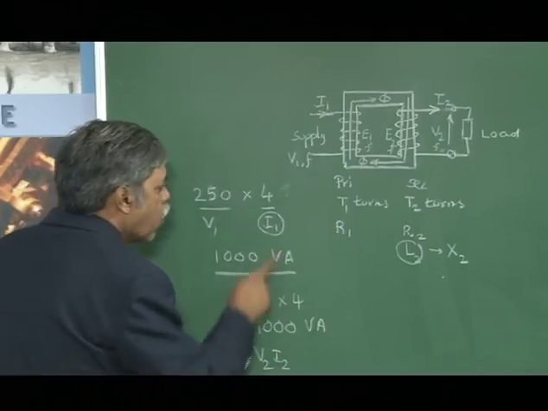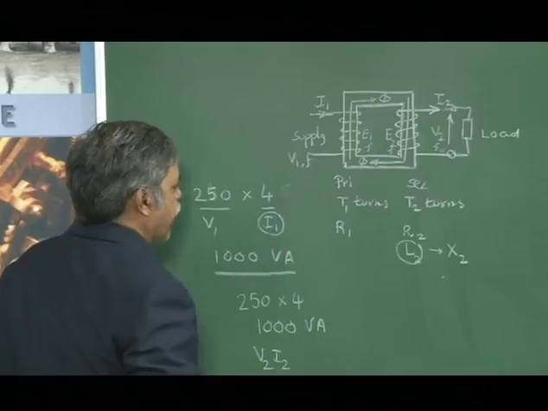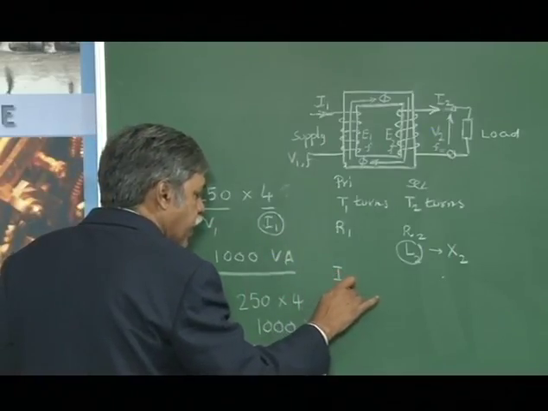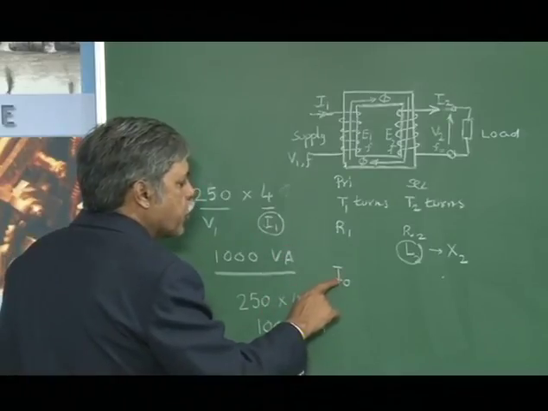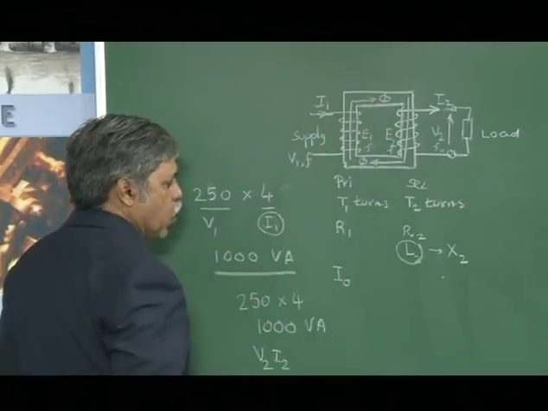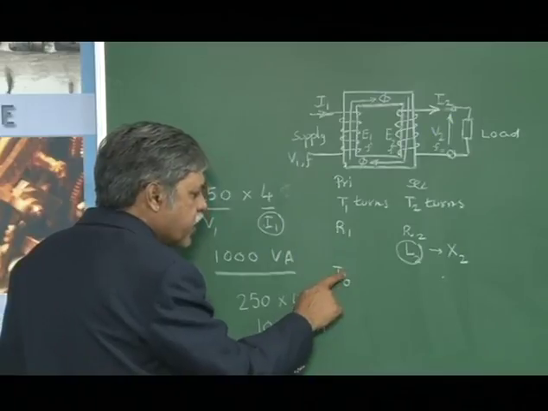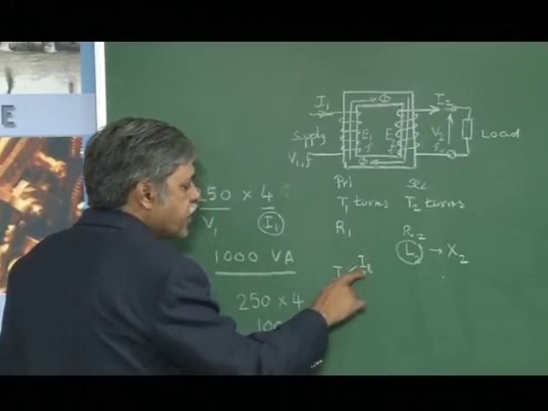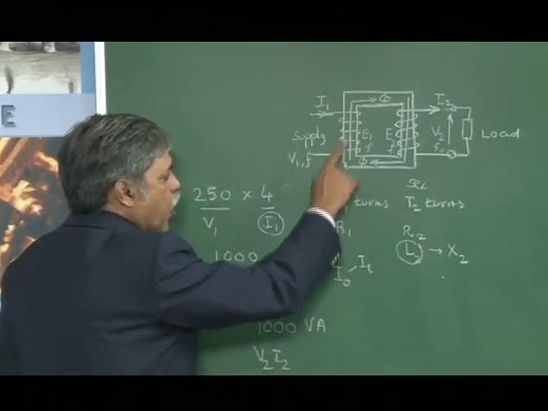Now when the load is not there on the transformer, there will be a small current I0 taken by the primary winding, sufficient to produce the magnetic flux in the core. A small portion of this will be represented by current IL, which is responsible for production of core losses.